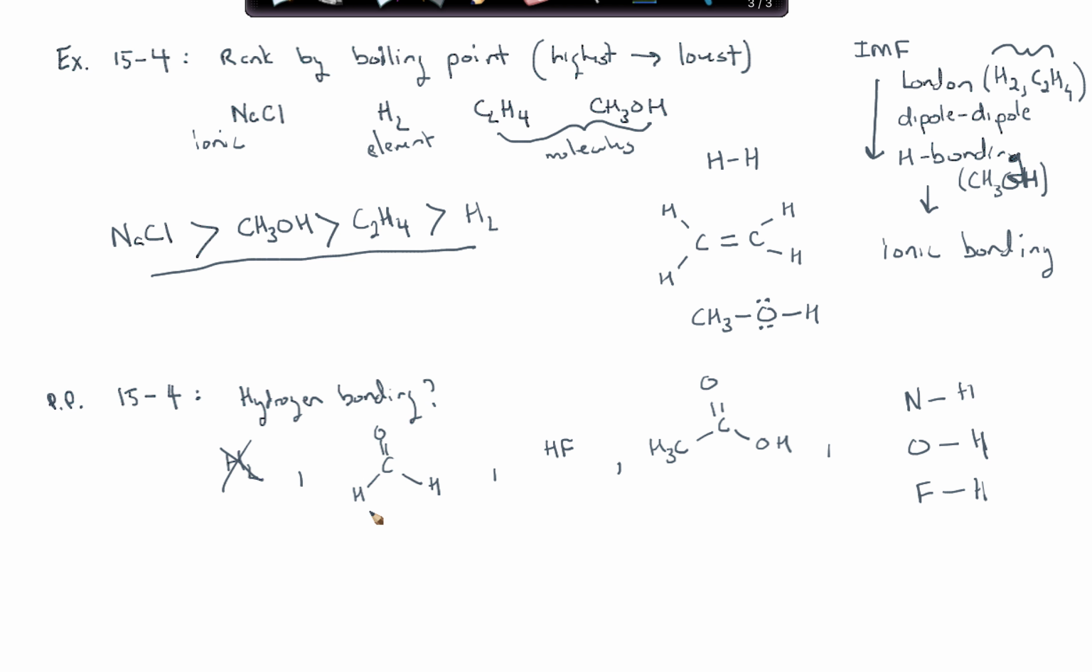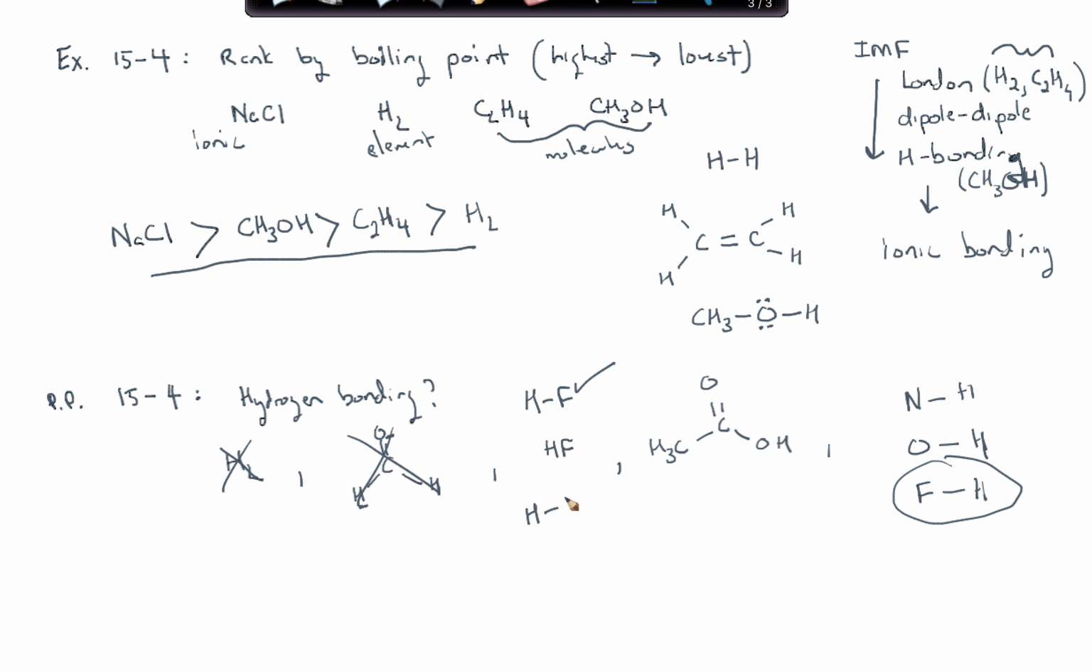This molecule contains both hydrogen and oxygen, but not oxygen covalently bound to hydrogen. There is no HO bond here. The O is double bonded to carbon. The H is single bonded to carbon. This one does not have hydrogen bonding. Here we have hydrogen covalently bound to fluorine, which is exactly what we said we needed to have. So this does have hydrogen bonding.